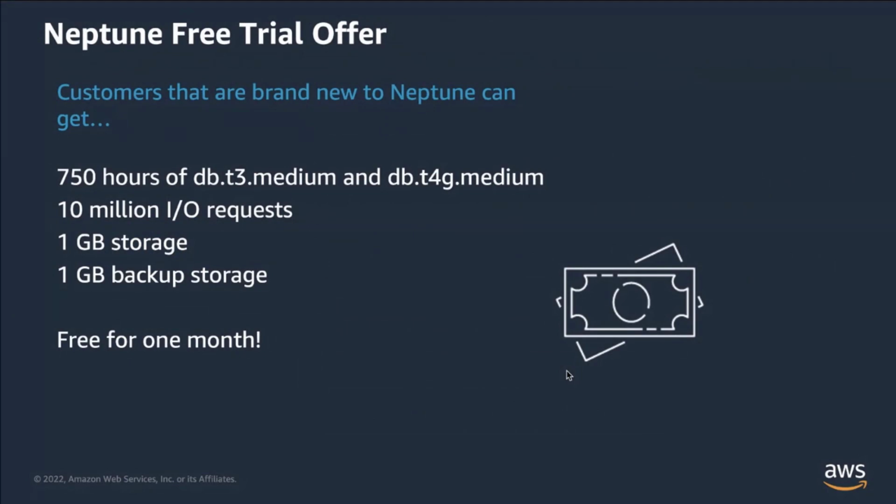And to help you get started with Neptune, we've also introduced a free trial offer. If you are completely new to Neptune, you can get up to a month of free usage to test your workloads before expanding your Neptune footprint. You can get up to 750 hours of compute, 10 million IO requests, and 1 GB storage and backup each to test if graph databases are the right fit for you.